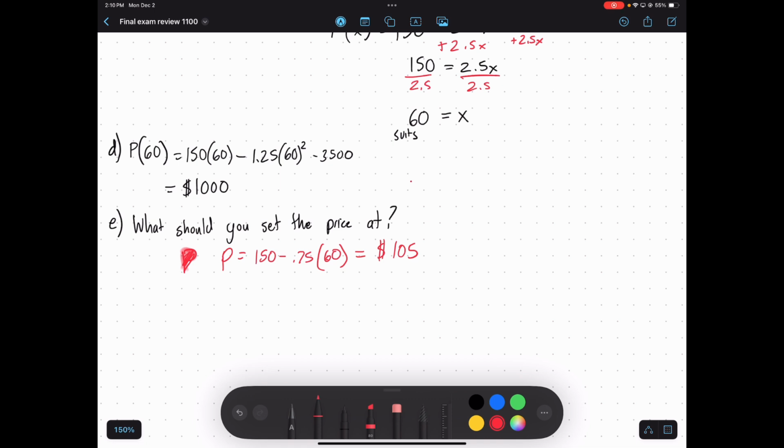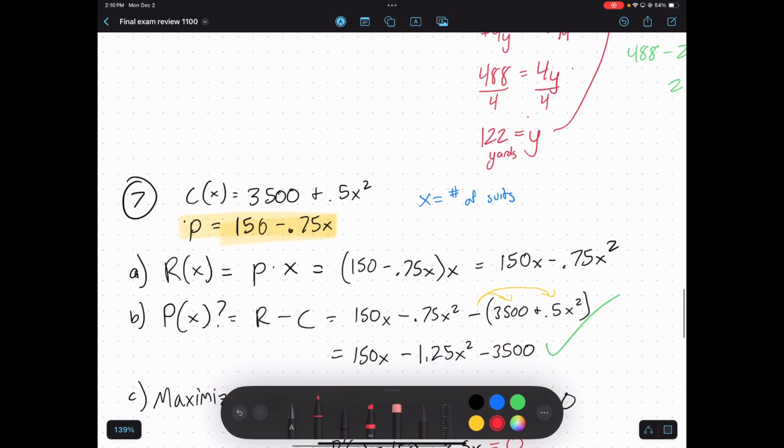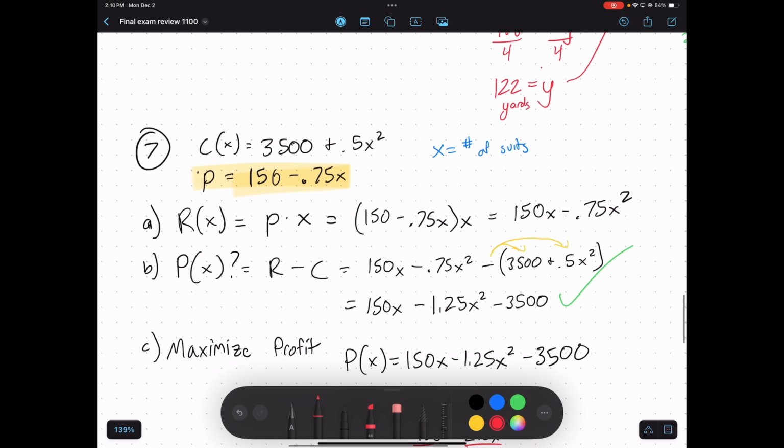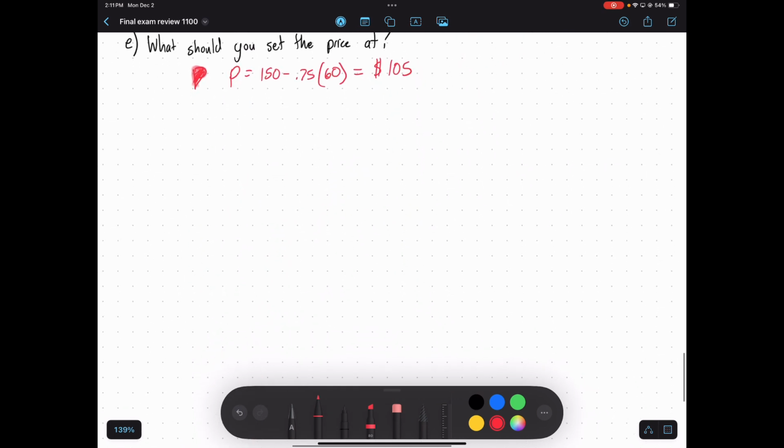Questions on this one? So still technically optimization, because I still took my derivative and set it equal to 0 to find the critical points. But with this one, it was already all in terms of one variable. Part A and B took care of all the prep work, so that by the time we got to part C, where they asked us to maximize the profit, it was as simple as taking the derivative and setting it equal to 0. Now, that is not the case for these next couple.